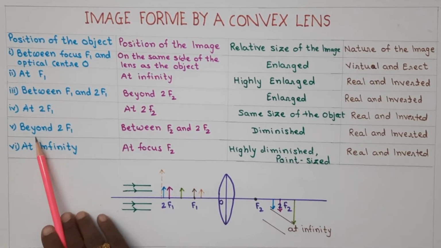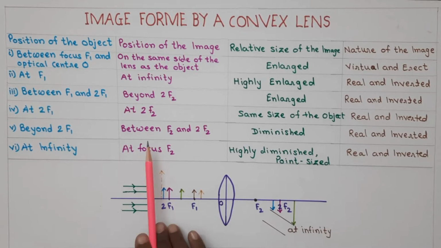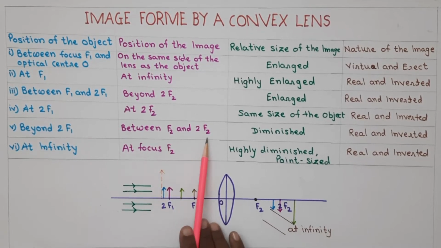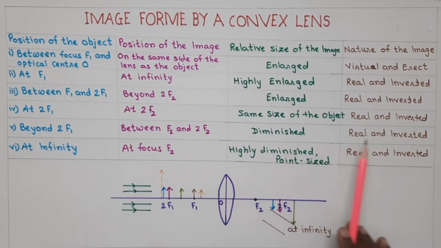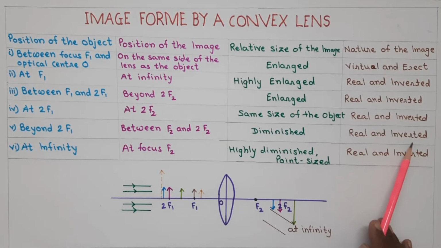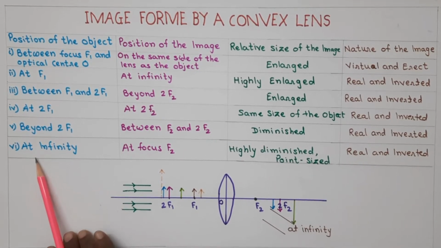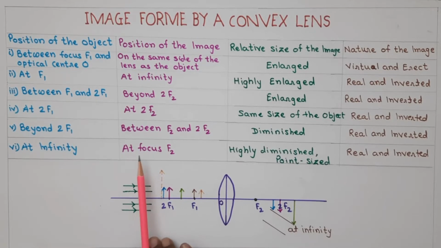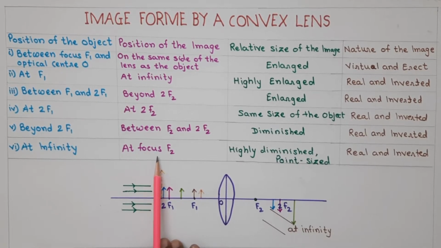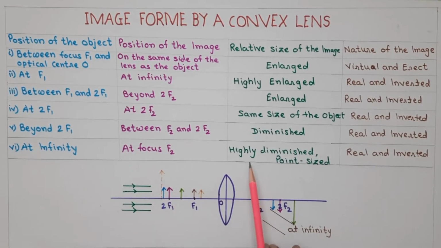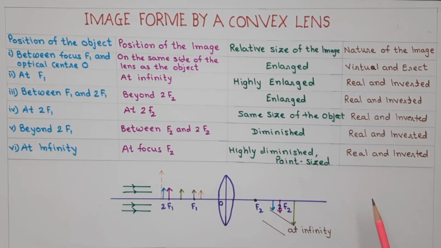When the object is beyond 2f1, the image is between f2 and 2f2. It is diminished, real and inverted. When the object is at infinity, the image is formed at focus f2. It is highly diminished, point-sized, real and inverted.